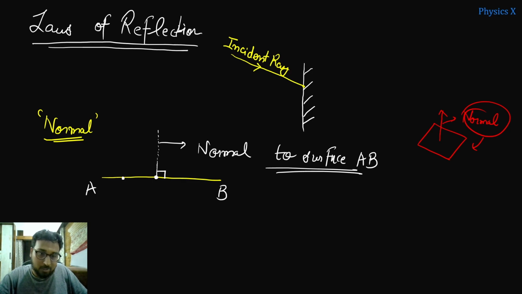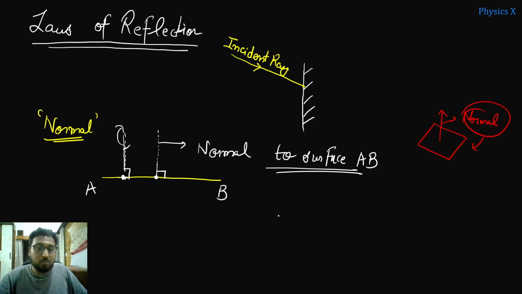Suppose I ask you to find the normal at this point. How will you find the normal? Again, to this element you will draw the 90 degrees. So this will be the normal. At this particular point, this is the normal. At this point, this is the normal. That is the meaning.